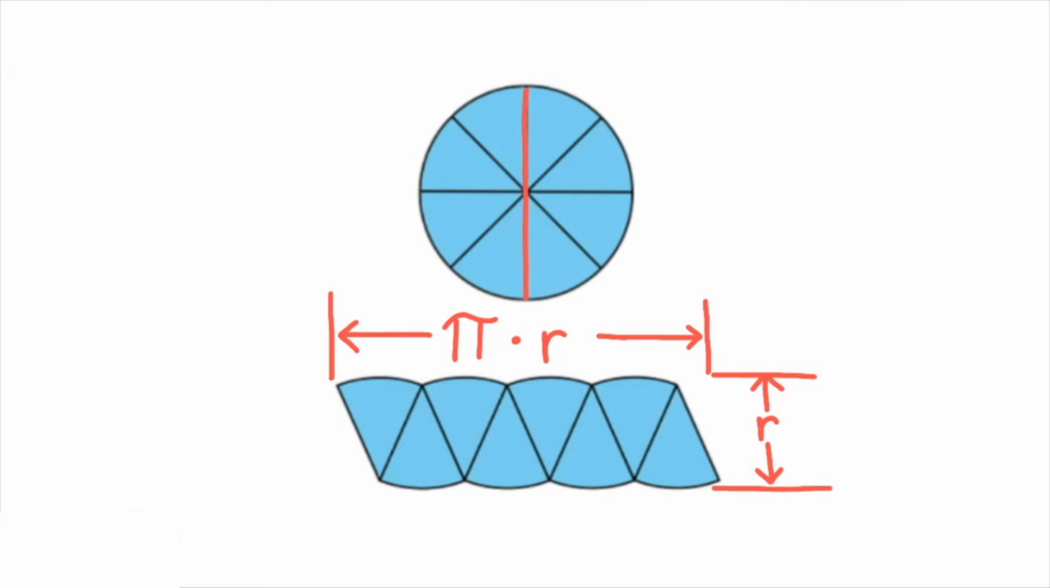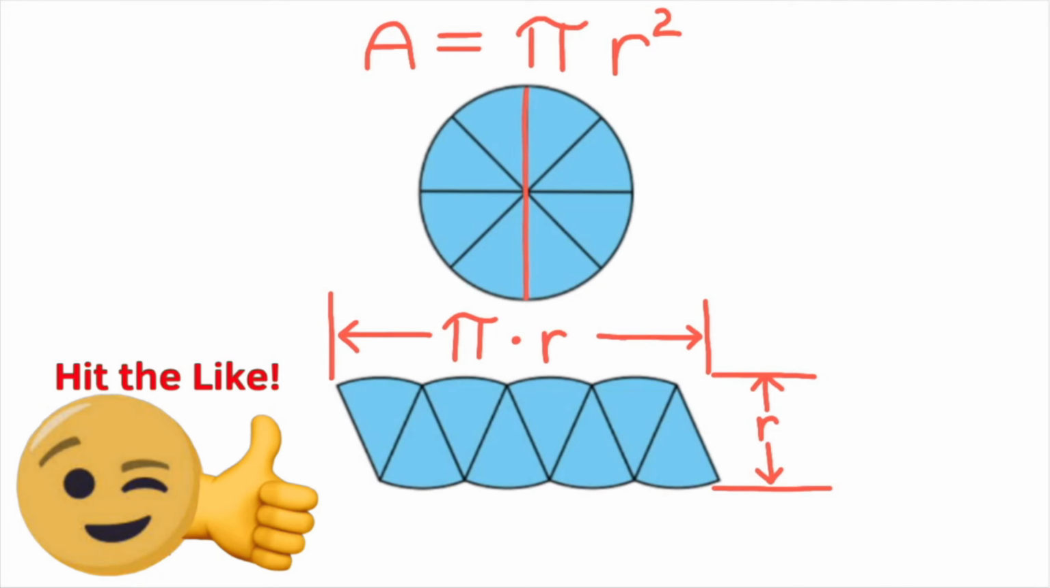To find the area of this rhombus, you'd multiply the base times the height. The base would be pi times r, and the height is r. So the area would be pi times r times r, which is the same thing as pi times r squared. This rhombus and the circle have the same area, pi times r squared.